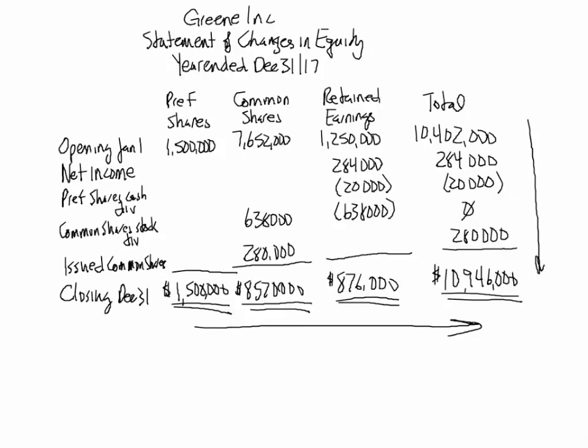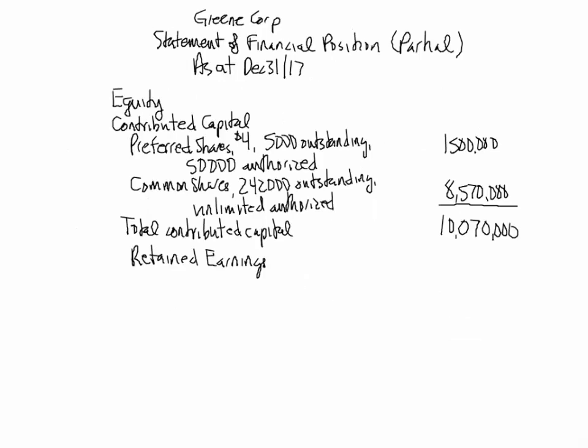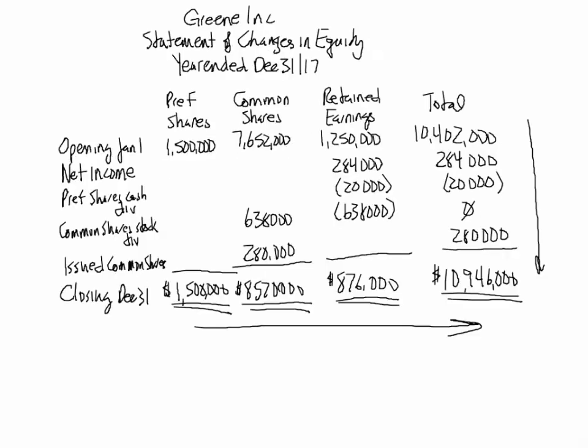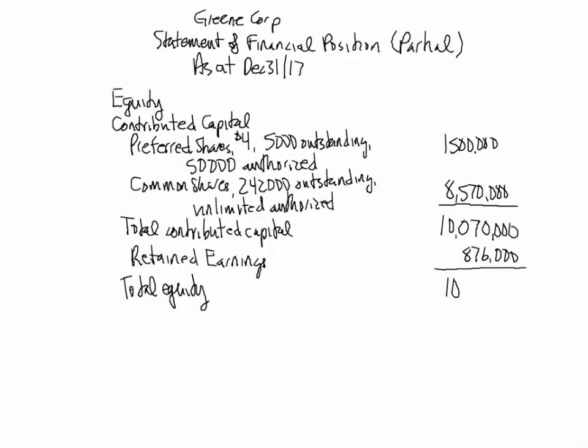Now we move on and we put in retained earnings. And remember, we get the retained earnings from here, 876,000. And then this is total equity. And again, total equity comes from the statement of changes in equity, 10,946,000. There we go. Any questions about the equity section of the statement of financial position? Or can I move on?